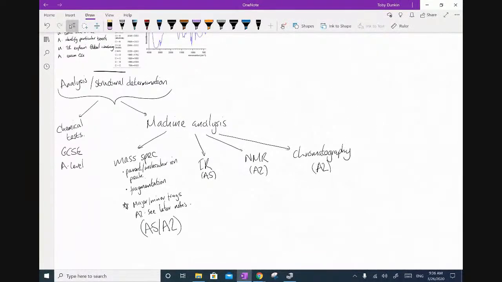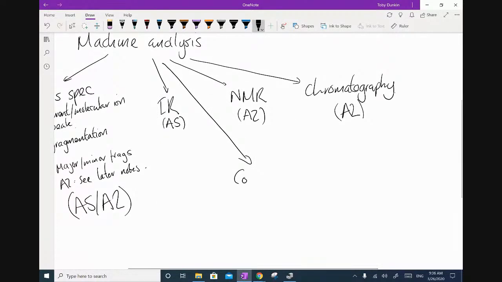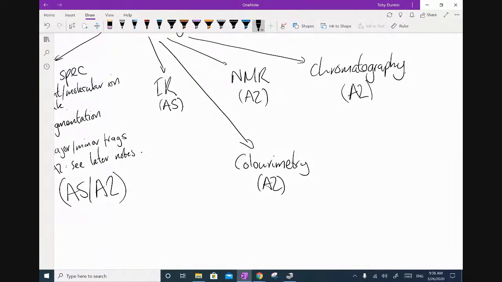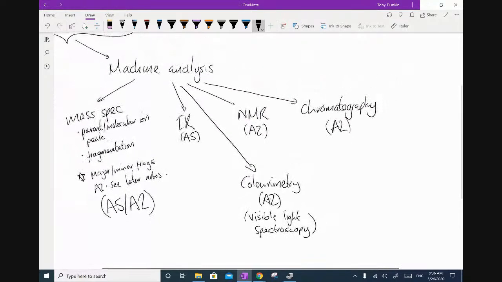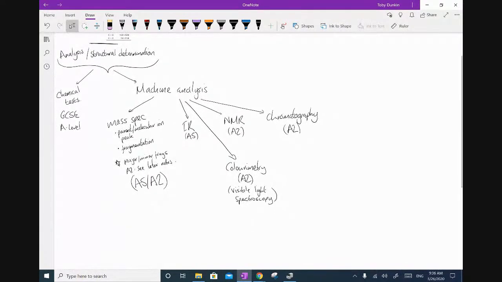Oh, I've suddenly realized there's another one as well. You've also got colorimetry. I always forget that one. Colorimetry. This is A2 again. And this is looking at colors. This is infrared spectroscopy, that's with infrared light. Colorimetry is actually visible light spectroscopy. And that one again is part of A2. And it's actually covered in biology as well, but we do a little bit more in terms of chemistry.